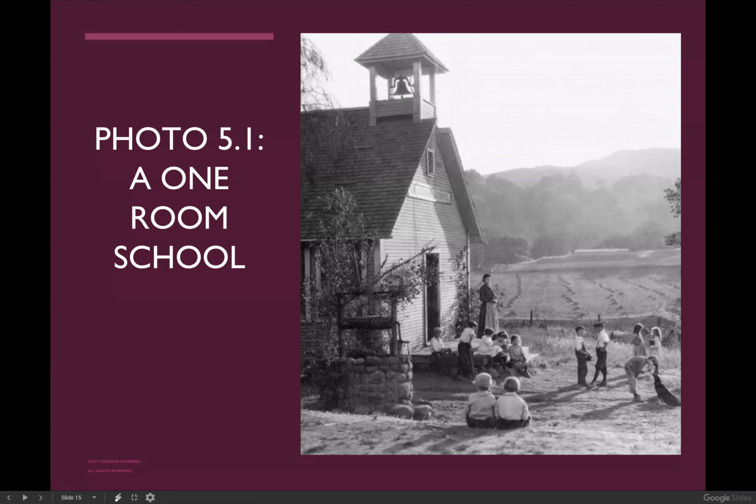Here's an image of an example of a one-room schoolhouse. Literally one room. All the kids from the community would go to that one room to get education from the traditional female teacher. And you'll even see today elementary schools are typically taught by females. So that gender role has continued.